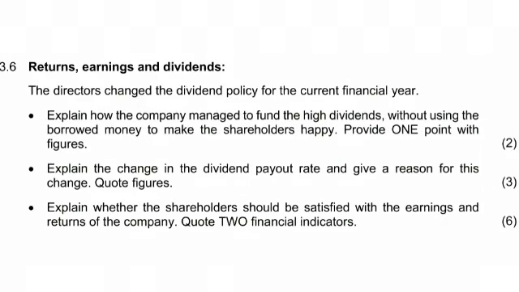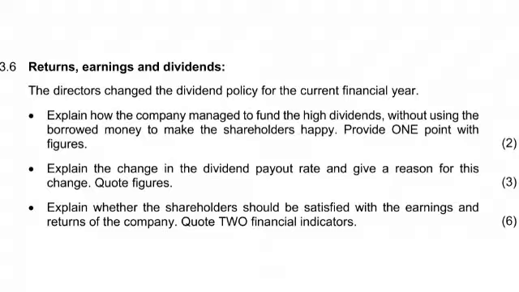In 3.6, we are looking at returns, earnings, and dividends, and it says directors changed the dividend policy for the current financial year. The first bullet says, explain how the company managed to fund the high dividends without using borrowed money to make the shareholders happy. Provide 1 point with figures. So here they are telling you that at the end of the day, we made sure that our shareholders were happy with what they got. But we did not use borrowed funding.